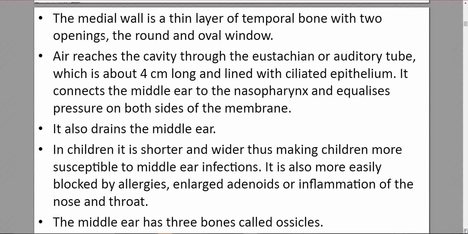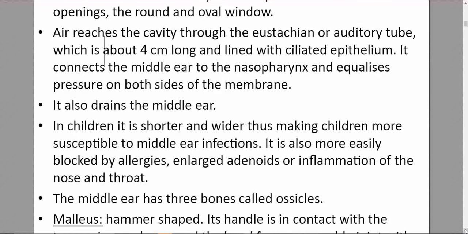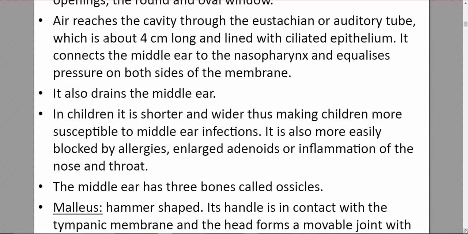Through the osteochondral auditory tube, which is about 4 centimeters long and lined with ciliated epithelium. It connects the middle ear to the nasopharynx, which equalizes pressure on both sides of the membrane, because without that you'll feel blocked.